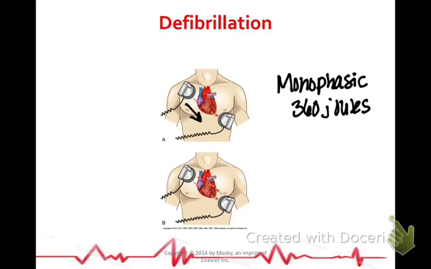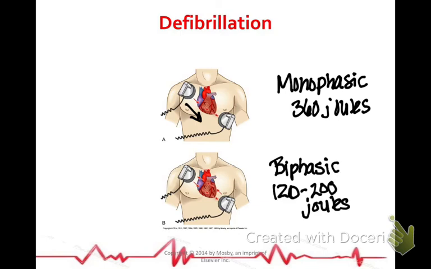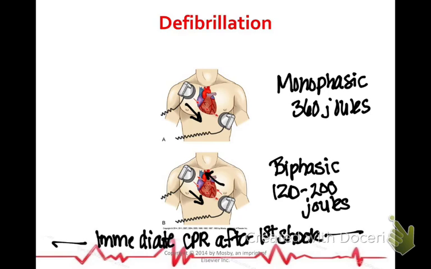There's monophasic. So you see you've got the current just going one way. And usually with monophasic it's 360 joules. And then your biphasic, you've got current going both ways. And it's 120 to 200 joules. And you do immediate CPR after your first shock. And before you shock, you're doing CPR.